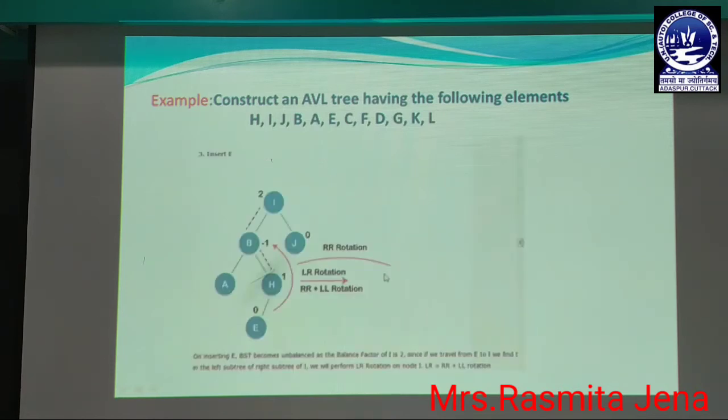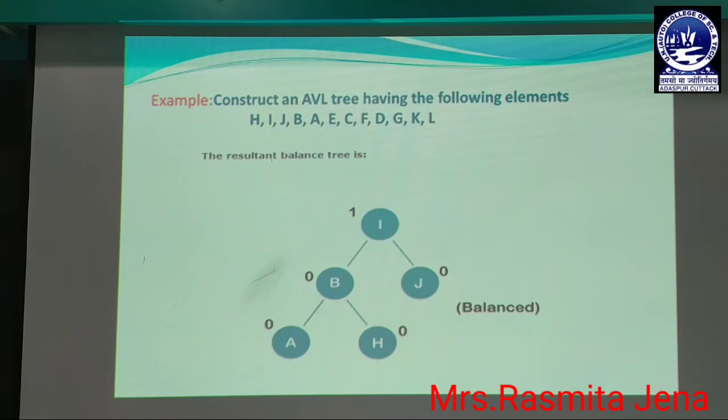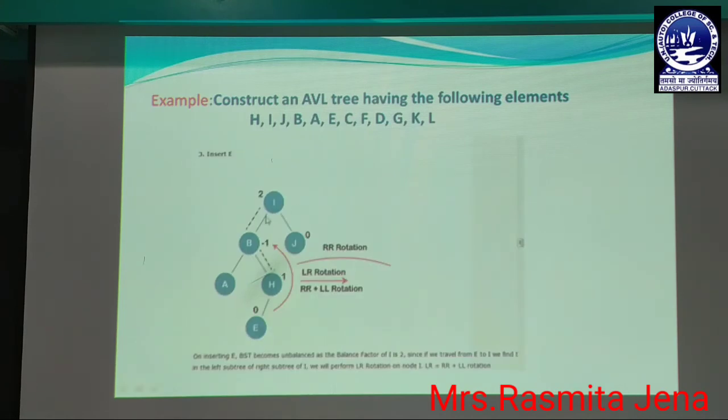Okay, let's see when we insert E. You can see it will be inserted at the left subtree, and when we insert E, you can see the balance factor of H is 1, the balance factor of B is -1, and the balance factor of the root node is +2. So as we are getting the balance factor +2 for this node, you can see the tree is unbalanced, because we know that if the balance factor of any node in the AVL tree exceeds +1, -1, 0, then we can say the tree is unbalanced.